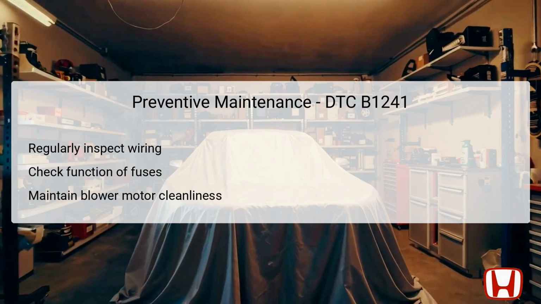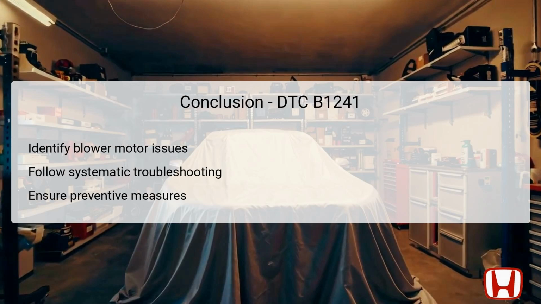Keeping the blower motor free from debris and ensuring that it operates efficiently also contributes to extended longevity. By implementing these preventive measures, vehicle owners can avoid larger, costly repairs associated with the HVAC system in the future. In summary, DTC B1241 indicates a critical malfunction within the blower motor circuit that can significantly impair the performance of your Honda Accord's climate control system.